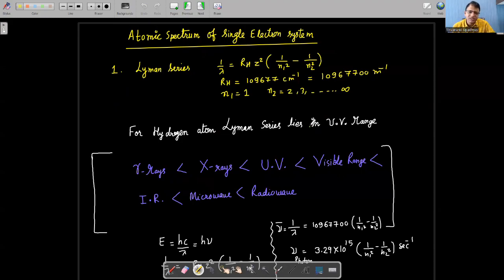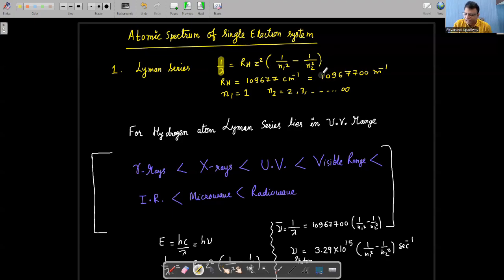So in case of emission spectrum, when we say Lyman series, we are discussing a single electron system, where the electron is moving from a higher orbit to the first orbit. When the electron moves from higher to first, it will emit energy in the form of a photon. And we know that the wave number of that photon, 1 upon lambda, is equal to R_H Z square into (1 upon n1 square minus 1 upon n2 square).